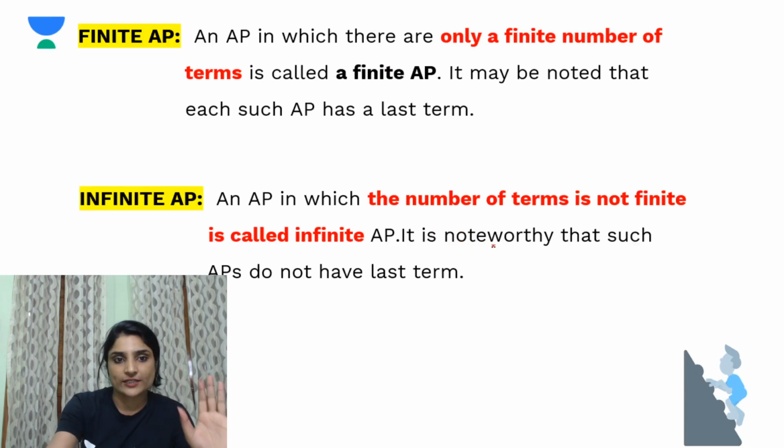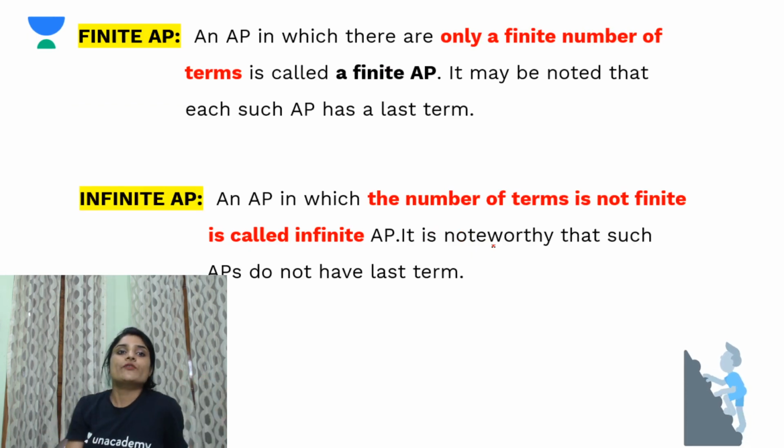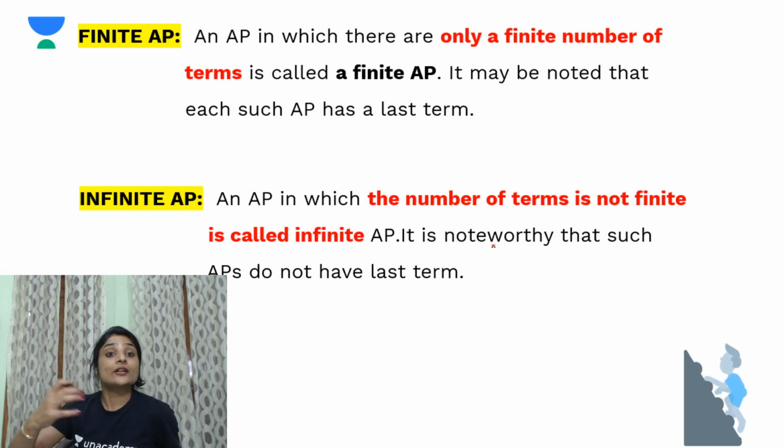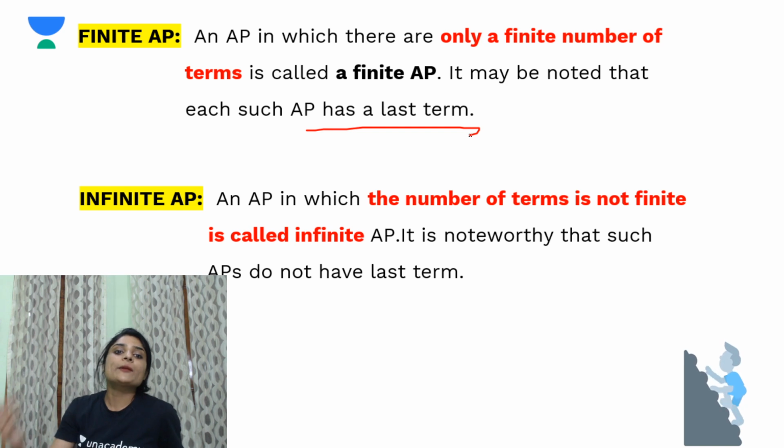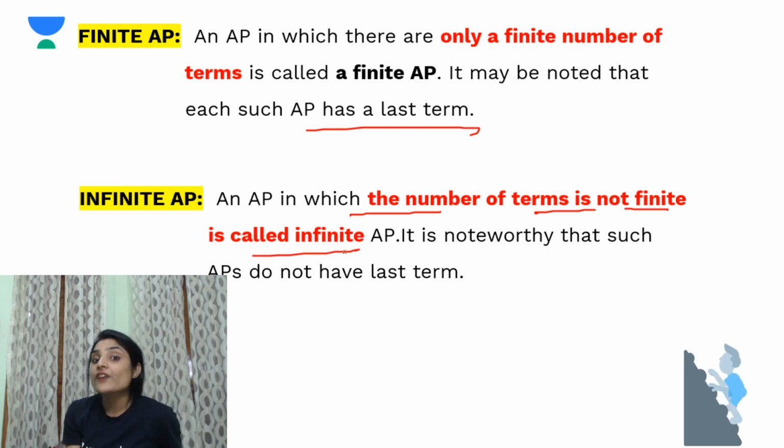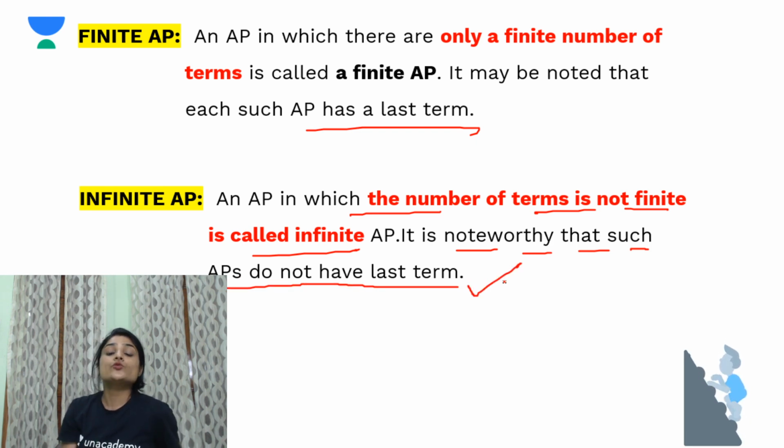We have two types of AP, infinite AP and finite AP. Finite APs are those in which we know the last term. It may be noted that each such AP has a last term. Infinite APs are those in which we don't know the last term. An AP in which the number of terms is not finite is called infinite. It is noteworthy that such APs do not have a last term. The APs which do not have a last term are called infinite AP.